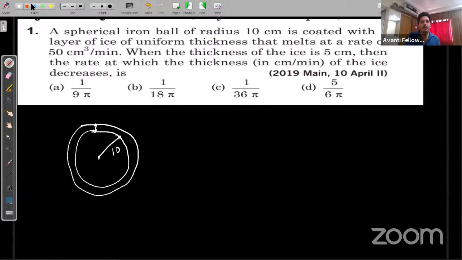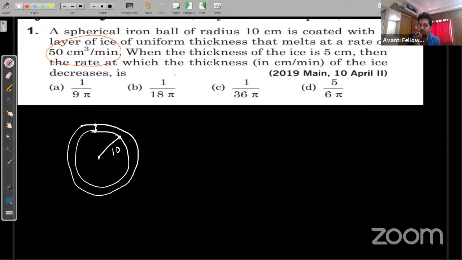Melts at a rate of 50 centimeter cube per minute. Usha has given the answer. Very good, Usha. Your answer is correct. Very good. Hariprasad is correct. Guys, please listen to me very carefully. It's a very, very important question here. This kind of question will be asked for sure. It is a very easy question. That's the reason you please listen to me.